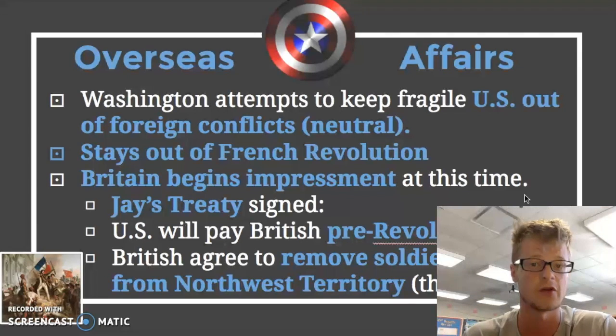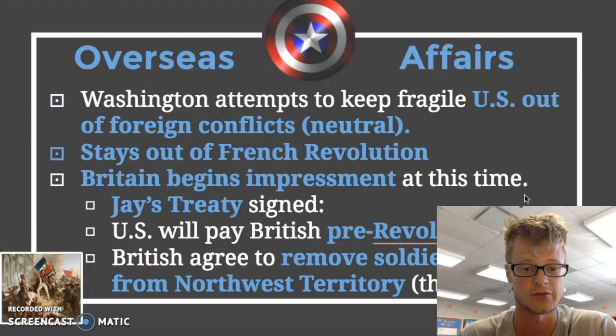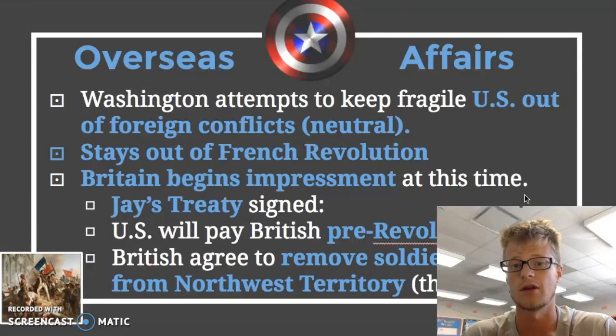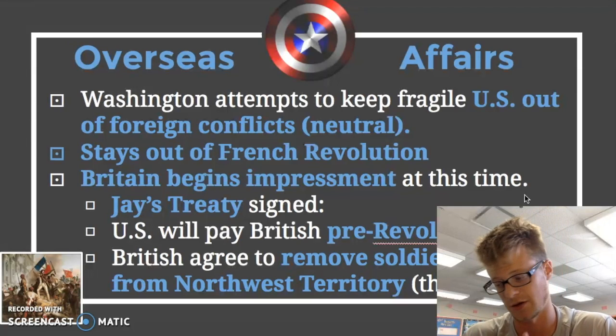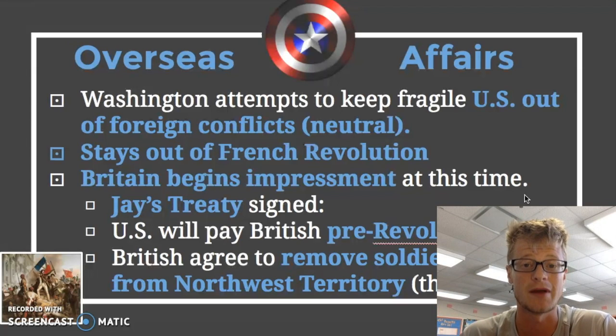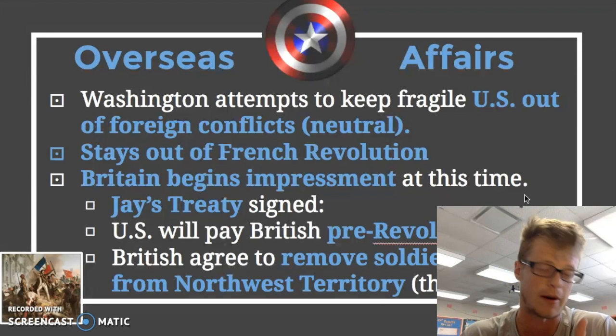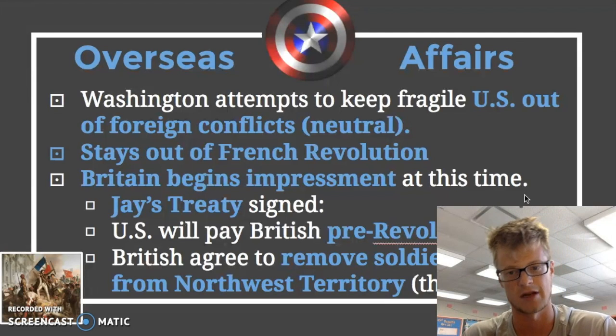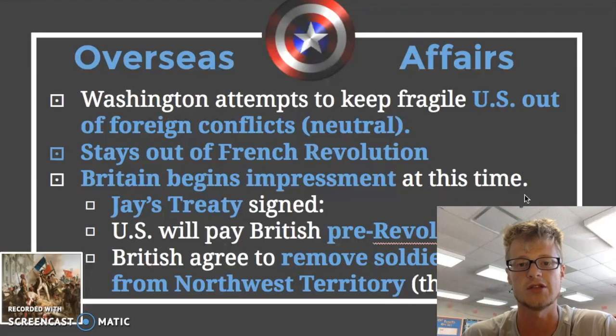But Washington is very determined not to put the United States at risk. Besides this, Britain also at this time, besides all of the problems in France, Britain had also begun its policy of impressment that would eventually, in about 20 years, lead to the War of 1812. Now again, Washington is committed to neutrality, so he, in this one instance, sends over his delegate, a guy by the name of John Jay.